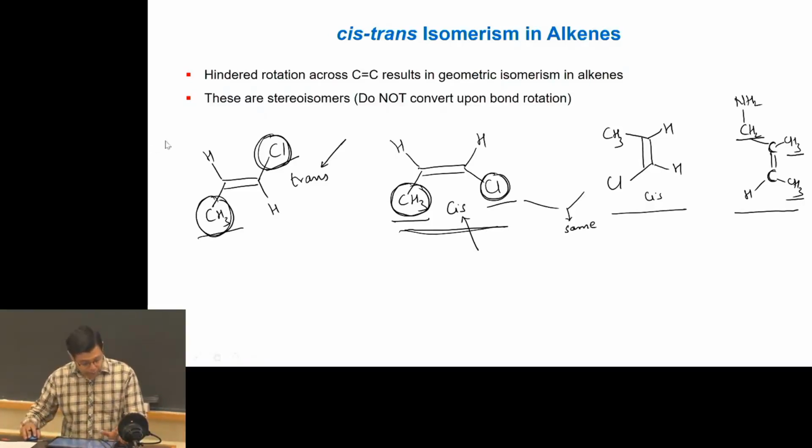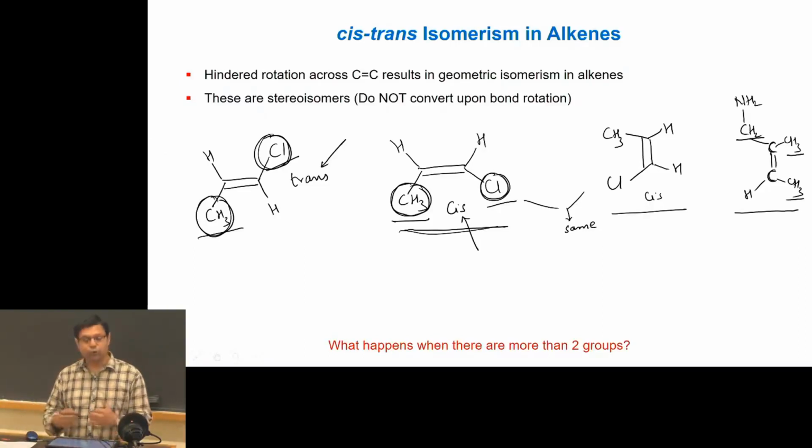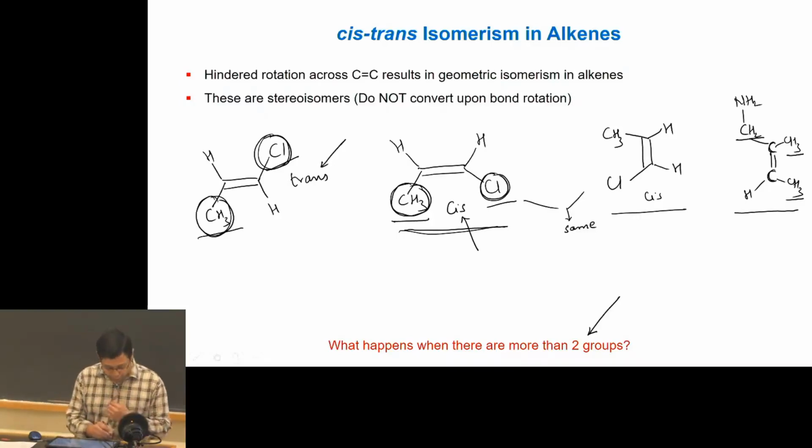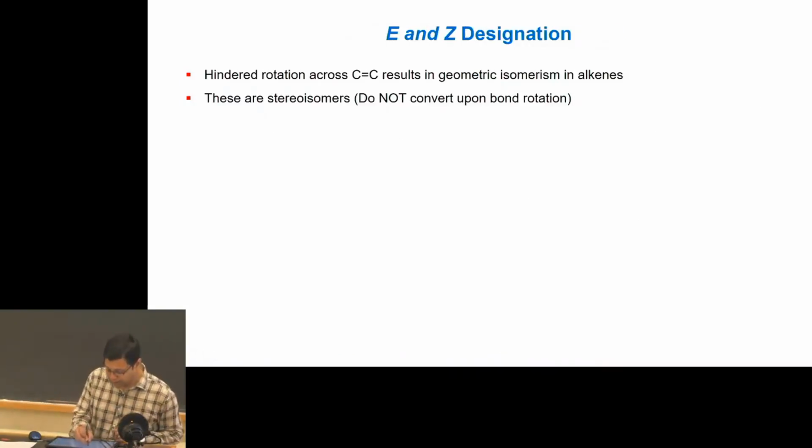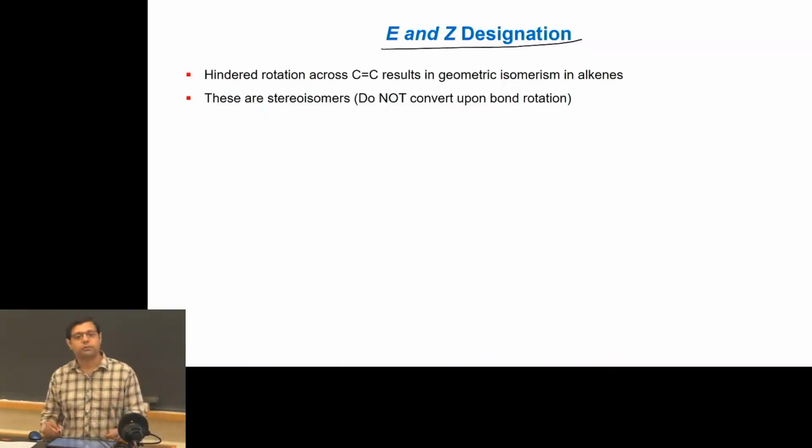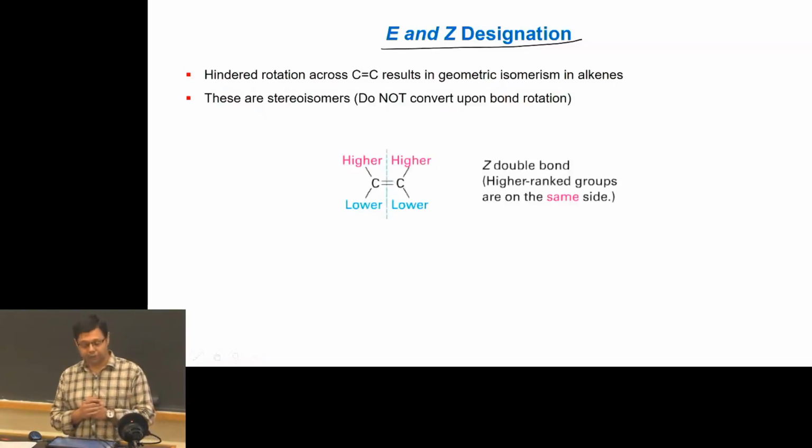Right? So what happens when you go beyond 2 groups? How do you name the molecule? The nomenclature system we use when we go beyond 2 groups is called the E/Z designation. So let's now look at rules to assign E/Z configuration. The first step to assign E/Z is to draw a perpendicular line to the double bond. So this is the double bond, draw a perpendicular line. And you're going to evaluate each of the carbons.